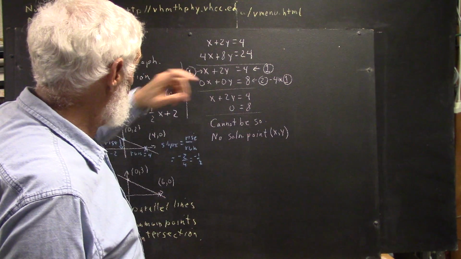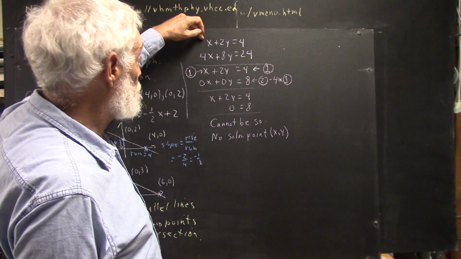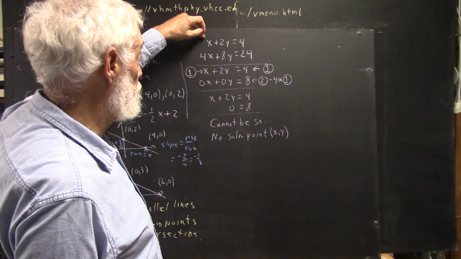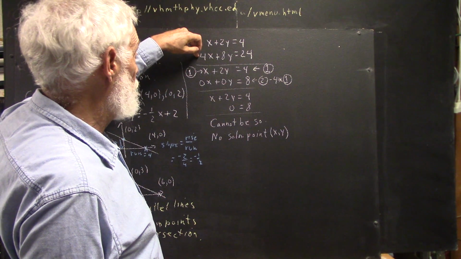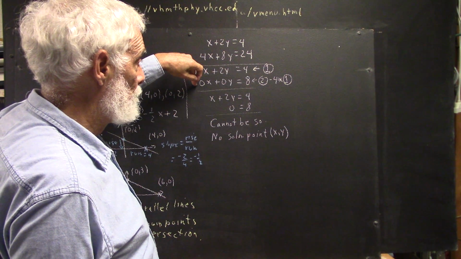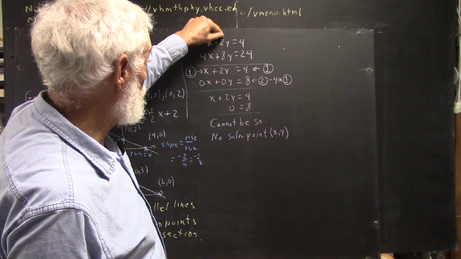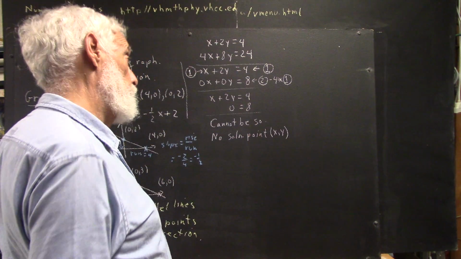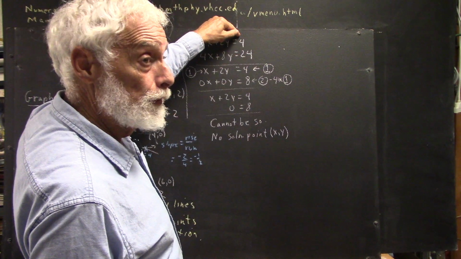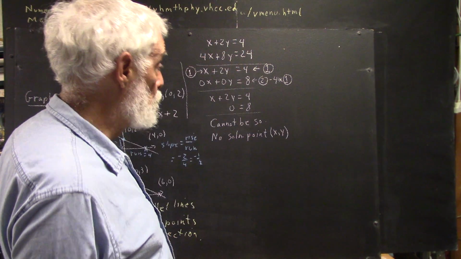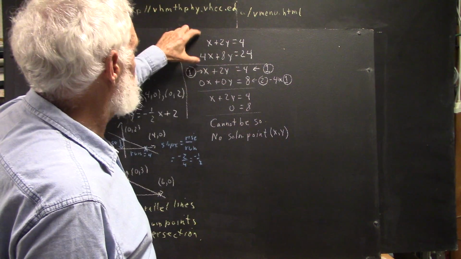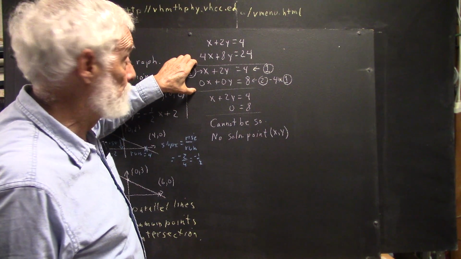Because if you do that, negative 4 times x will give you negative 4x, and add that to 4x, you get 0x. Now, coincidentally, negative 4 times 2y is negative 8y, added to 8y gives you 0y. And negative 4 times 4 is negative 16, added to 24 gives you 8. So our system is equivalent to this system.